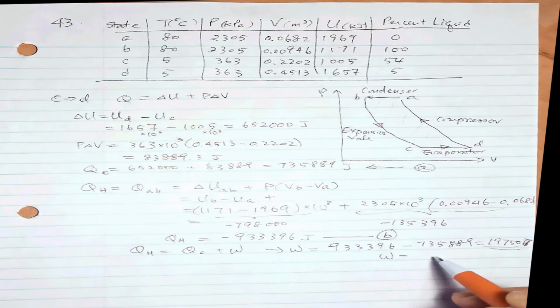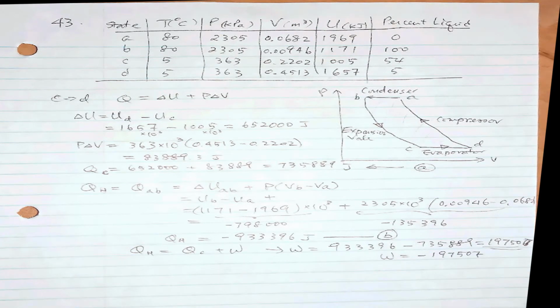So if you just find out the value, it should be negative, which means that the environment is doing work on the system rather than the other way around. So in answering this question, in each cycle, how much work is done by the motor that operates? Since they already stated by the motor, you don't have to say negative. Just say 197,507 joules, or round it off to 3 sig figs.